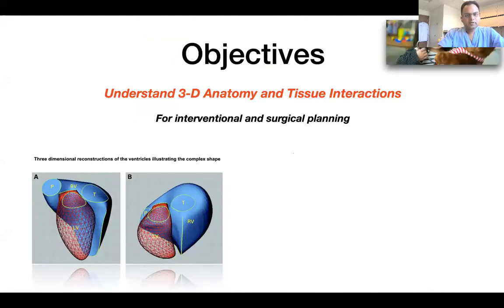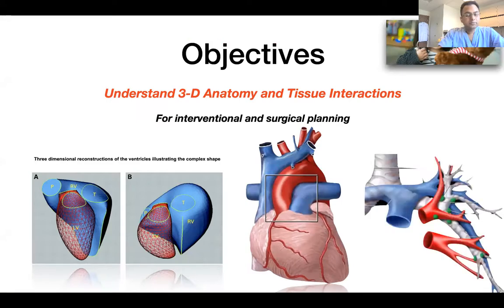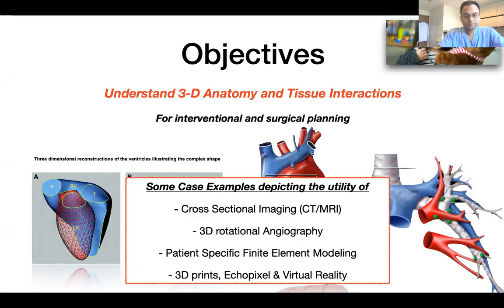It is important to understand that it's a complex three-dimensional anatomy that is hard to understand on a two-dimensional platform. More so, for interventional planning, it is very important to understand the adjacent relationships of structures, as we see here, the aortic root and the coronary arteries to the pulmonary artery, and or even the extravascular structures like bronchus as shown in this diagram.